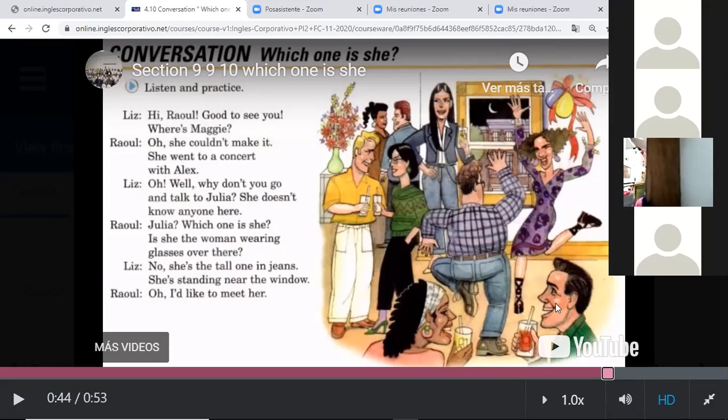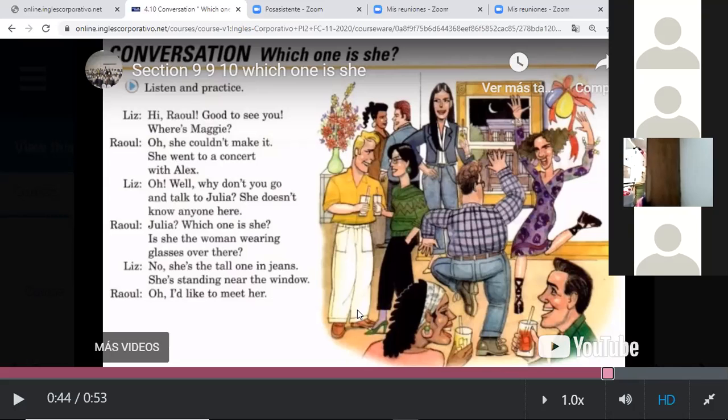Look at Raul. He's very picaron looking at Julia, right? Understand what I mean? And then you say, I like to meet her. Okay, good. Thank you very much. And thank you, Irma. Now, two more volunteers, and we finish the class.